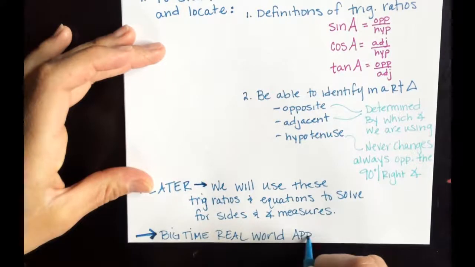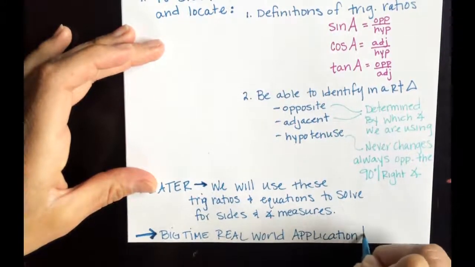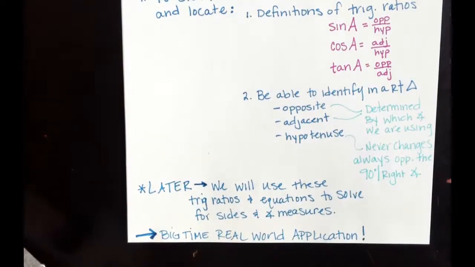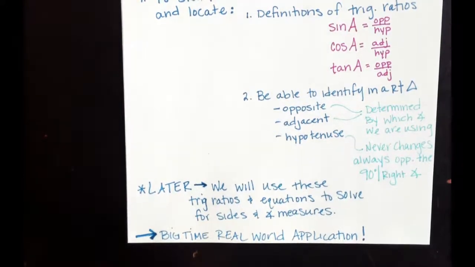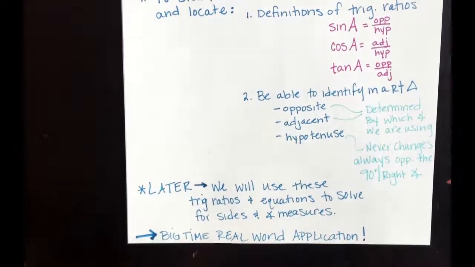And depending upon how this goes, I may actually try to get you outside when it's not winter anymore, of course, and try some of this. When all is said and done, I may have you measuring the height of a tree and see how close you get. Or I'm looking at my backyard and I still have a play set sitting up there. I could try to figure out how tall that play set is and then physically measure it and see how close I got. So this is big time real world application.